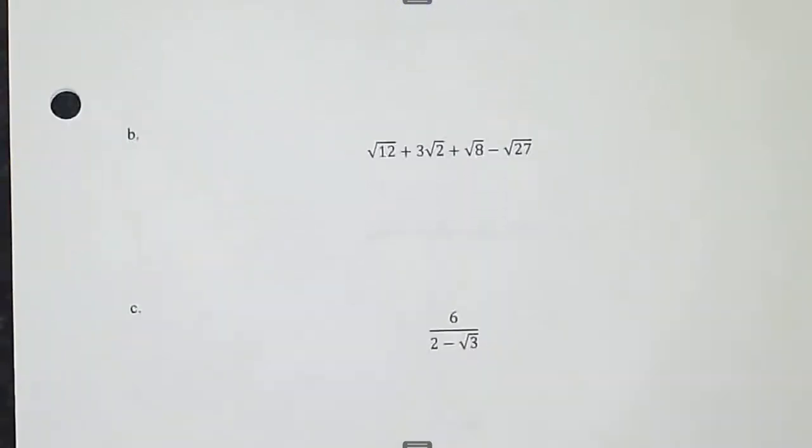All right, letter B, simplifying with just numbers. I don't have any like terms, right? They're all square roots, but I don't have the same thing under the radical. But we might be able to work some magic here.